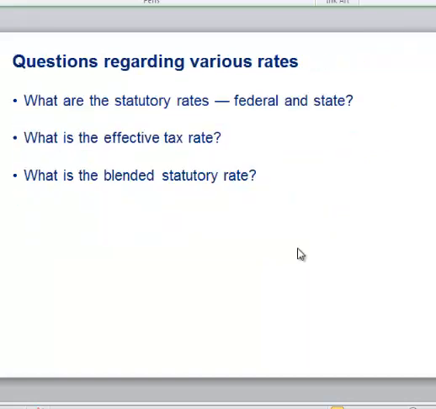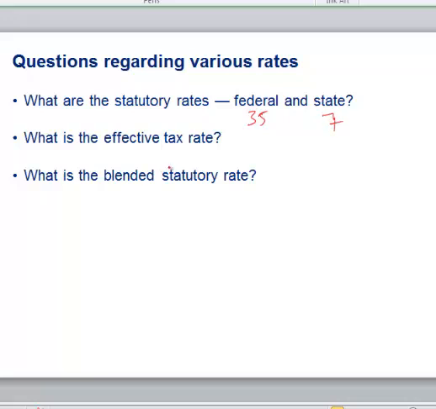Okay. What are our statutory rates? Joe, what are our statutory rates? 35. And 7.